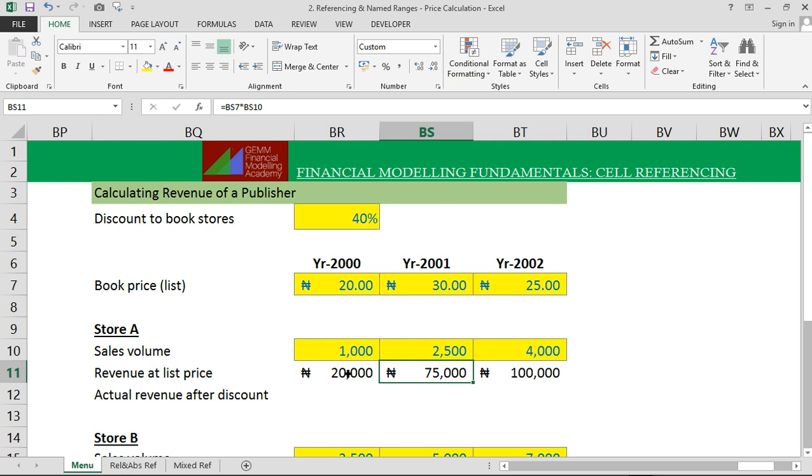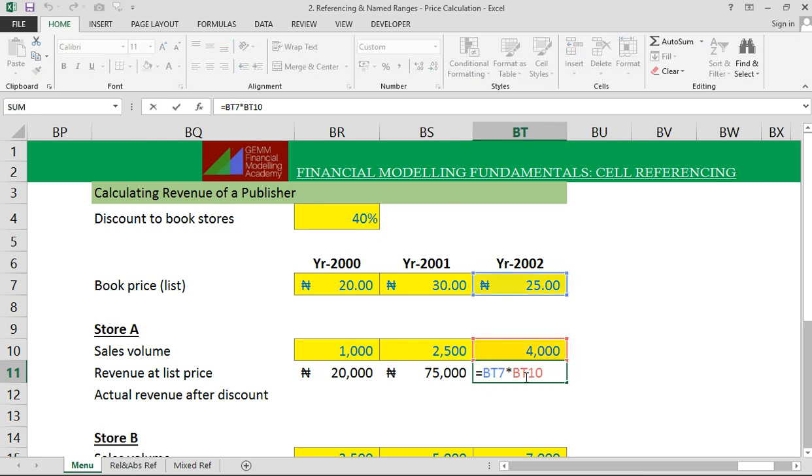So when you copy right, it moves relatively to the column. So that is also exactly what you have here, BT. So BT is the column name. So that's a relative cell reference there.